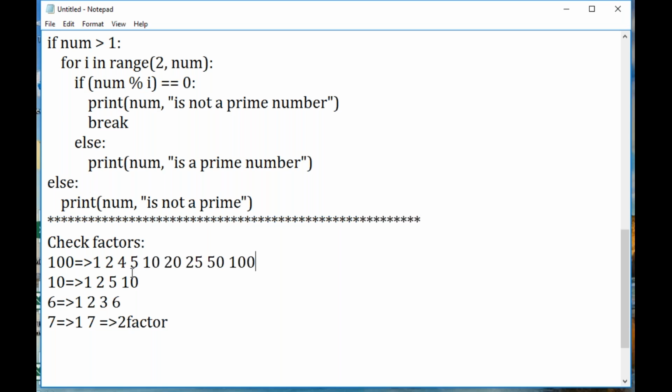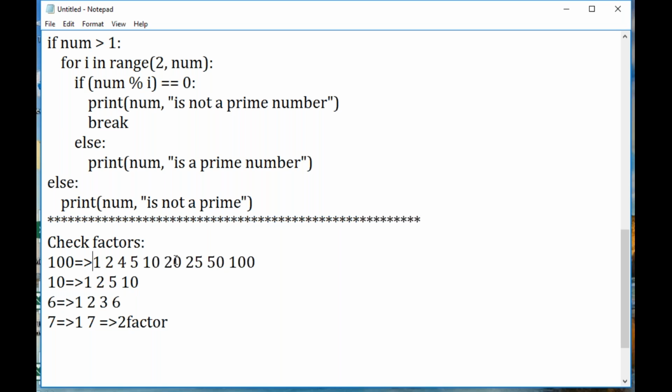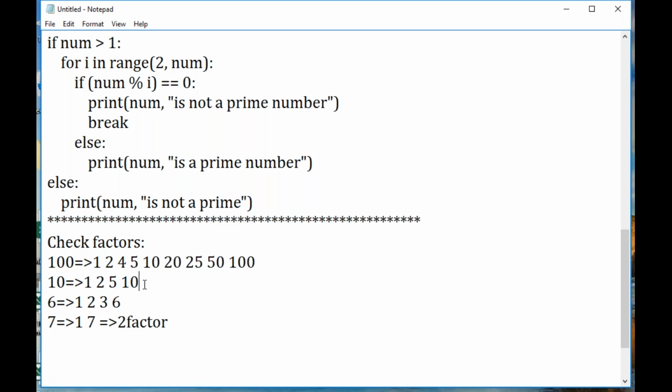So can you find some similarity between these three? Can you find some similarity between these factors that are written? Not common values, some logical common similarities. Can you find something? Come on, answer me. It is very interesting. What is the similarity between these three? Finding factors, what similarity have you found?